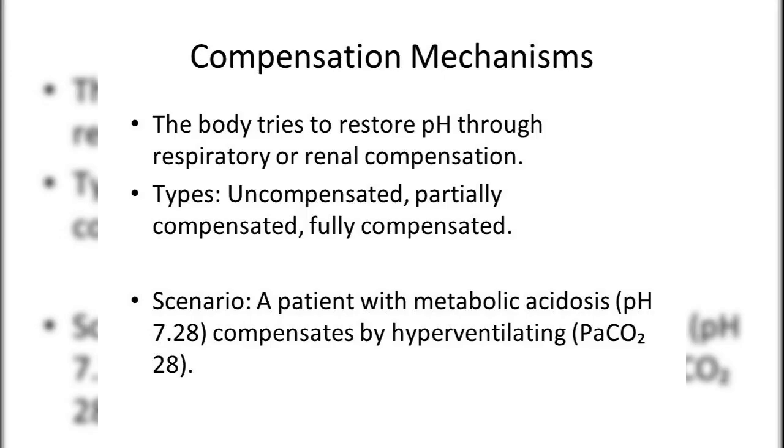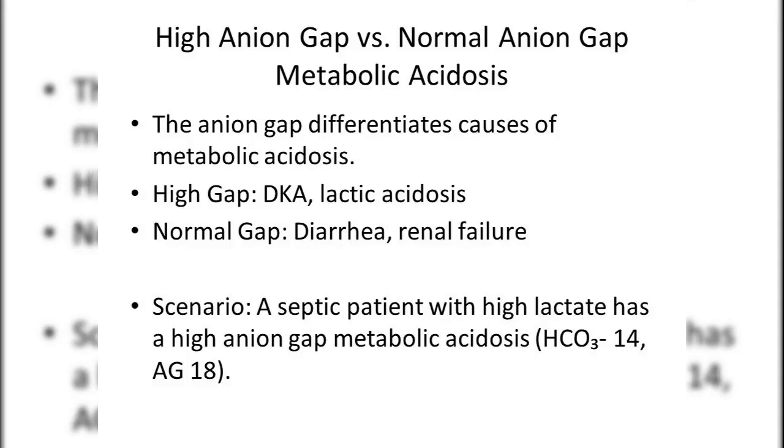of 28. The anion gap helps differentiate the causes of metabolic acidosis. A high anion gap can indicate conditions like diabetic ketoacidosis or lactic acidosis, while a normal gap might suggest diarrhea or renal failure. For example, a septic patient with high lactate may have a high anion gap metabolic acidosis with HCO₃ of 14 and an anion gap of 18.